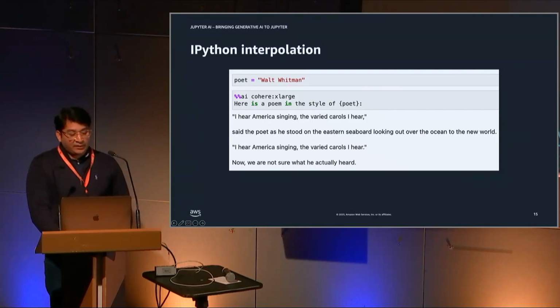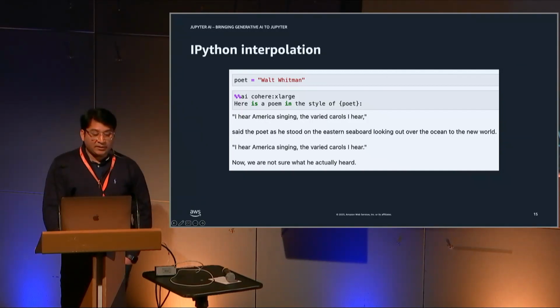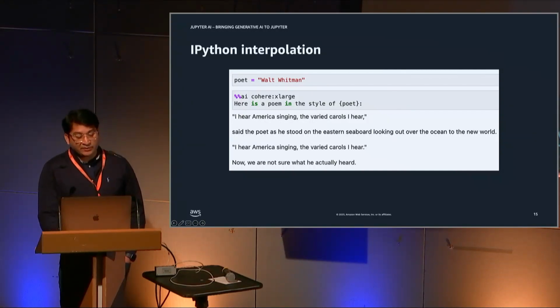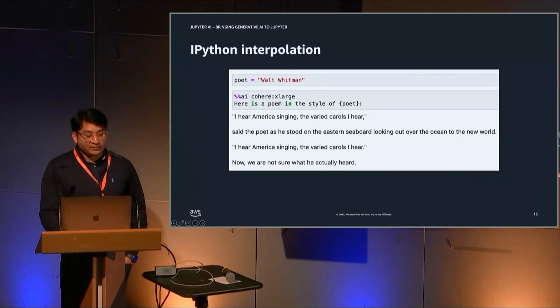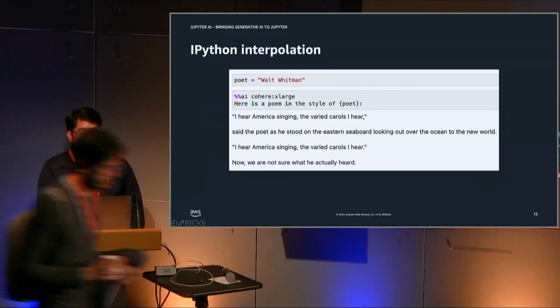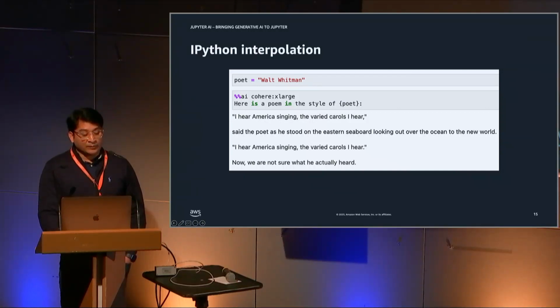Another great feature that Jupyter AI has is interpolation of values. You can specify your prompt and then use the brackets to specify the variable that you want to interpolate, and you can see here that it's correctly interpolating the values for the poet here and coming back with the poem in the style of Walt Whitman here.